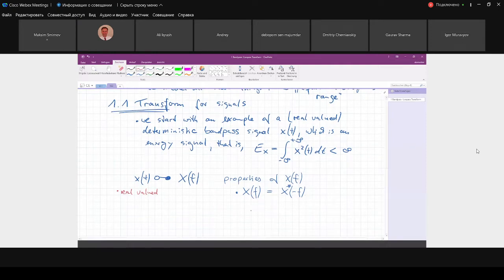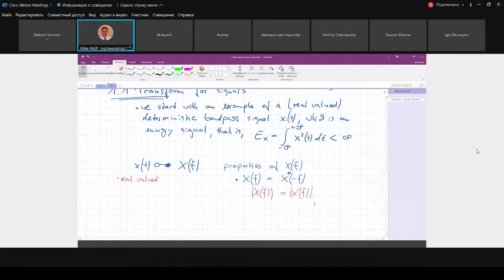It means that the magnitude spectrum is always an even function, always. So this is not a random variable. I denoted my signal as x of t, and the spectrum as capital X of f. And this is trivial, say minus f. So the magnitude spectrum is always an even function.